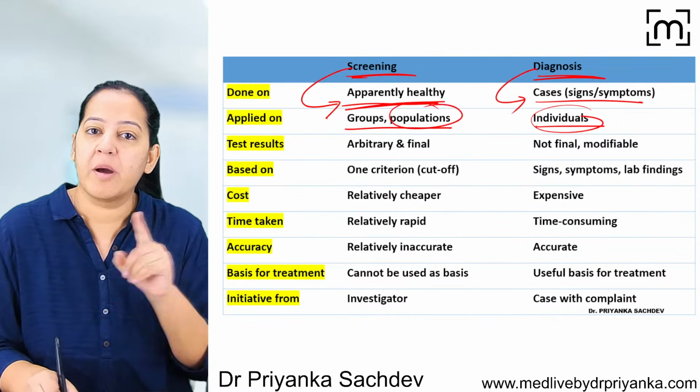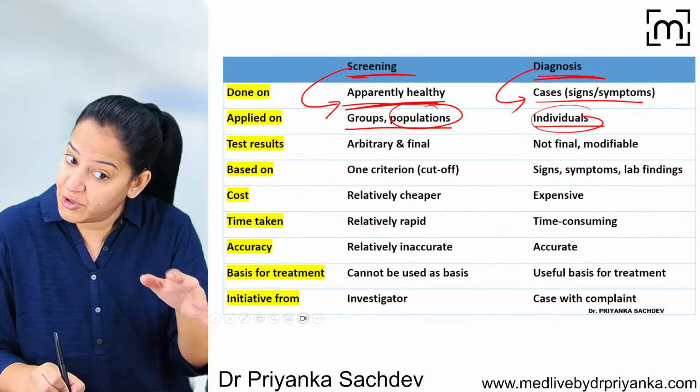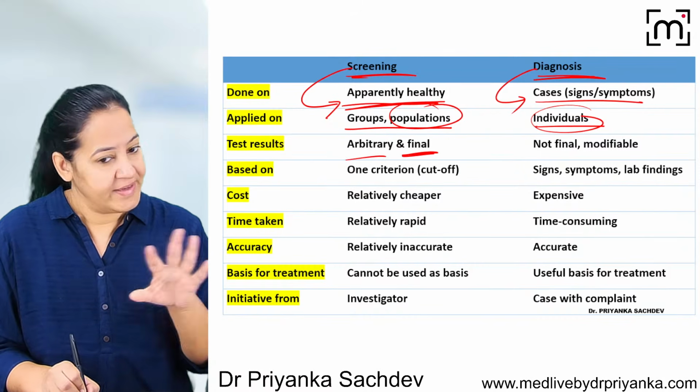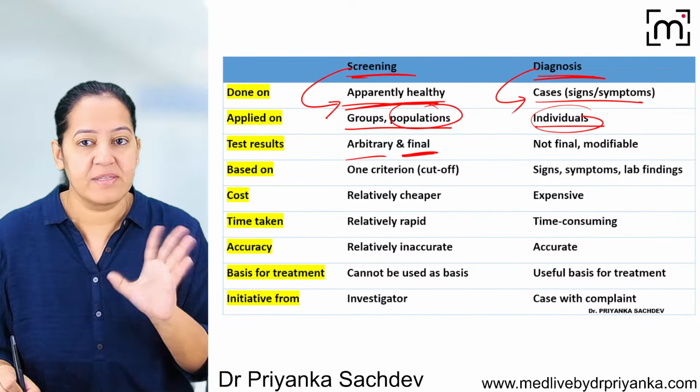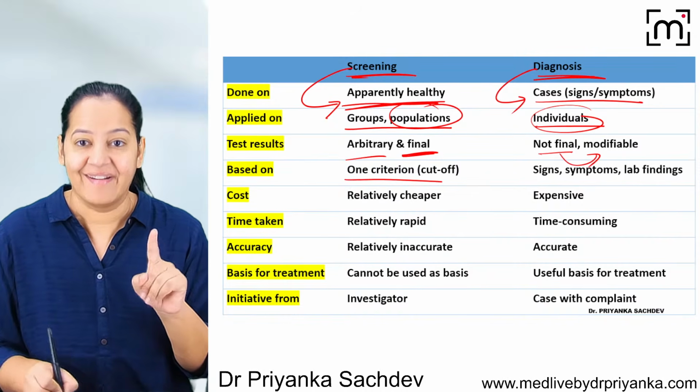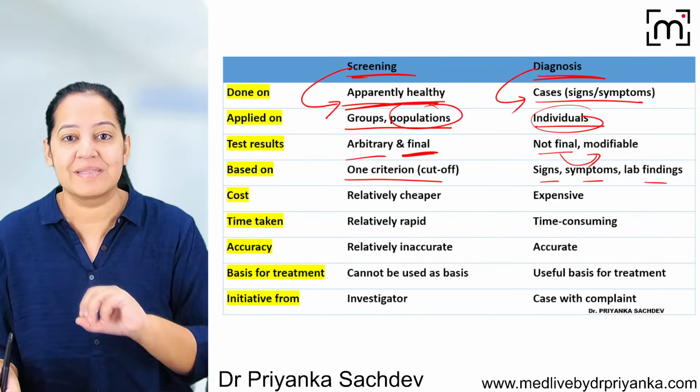But here we have to perform on complete population to find out who is actually healthy, who is apparently healthy. Here the results are final. It's arbitrary and the results are final. But in diagnostic test, results are not final. They are always modifiable. Here it is based on one criteria. Here it is based on multiple signs, symptoms, lab findings.